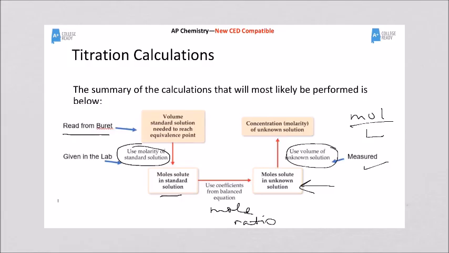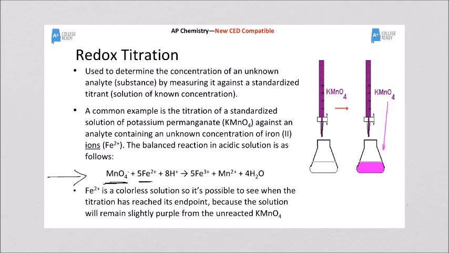Okay, so that's just the general information about calculations, but let's actually try one. I want us to use the same example, this balanced redox reaction, and we were told a solution of potassium permanganate has a molarity of 0.025 molar. So if we're told the concentration, we know that that is our titrant, our standard solution.